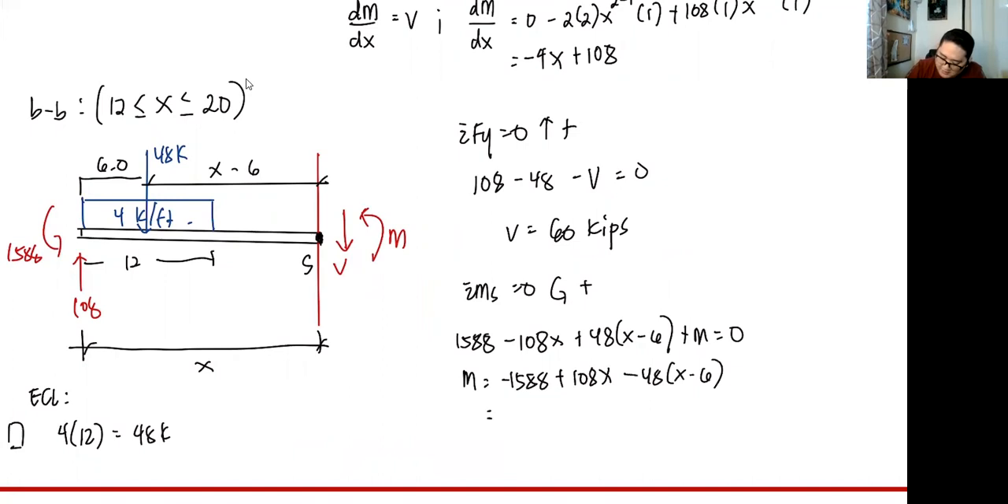So pwede natin simplify 1588 plus 108x minus 48x plus 6 times 48, that is 288. So combine natin yung like terms. So we have 100x, hindi pala 100, 60x, then negative 1588 plus yung answer natin, that is minus 1,300. So that is our moment function.